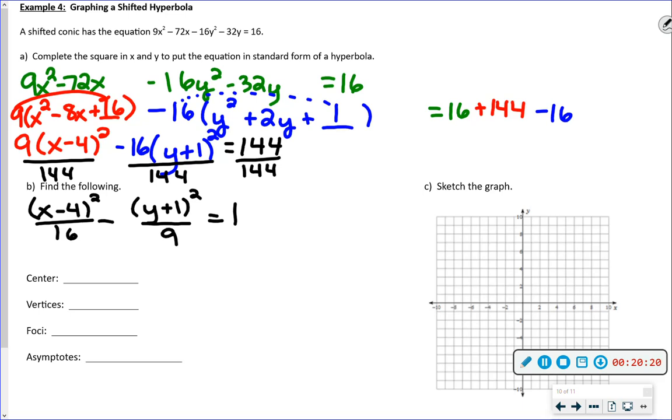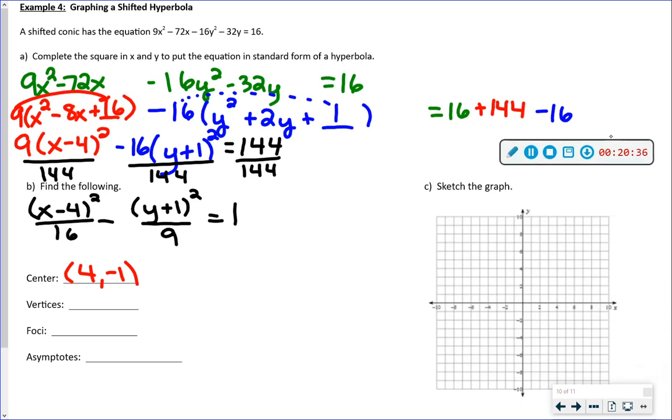Okay. All right, let's get ready to draw. So center, of course, we're going to change our signs here. So positive 4, negative 1. Let's plot it. Move this out of the way. Positive 4, negative 1. Okay, 16 under x. So I'm going to square root 16. 4 right, 4 left from your new center here. 9 under y. Square root of 9, 3. Up 3, down 3 from your new center.